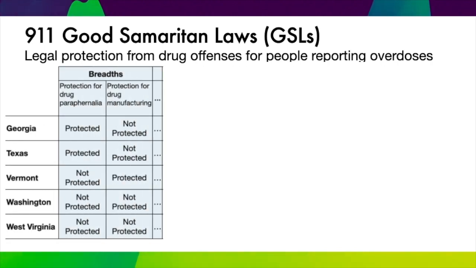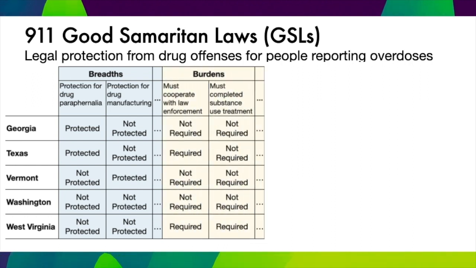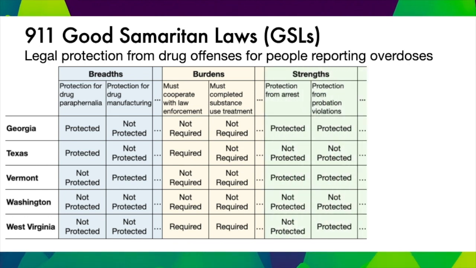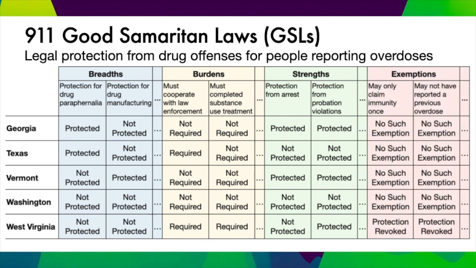Breadth variables are the criminal offenses and agents who may receive GSL immunity if they call 911, broader laws being those that protect more people. Burden variables are the obligations the Good Samaritan must meet to receive immunity. Strengths are variables that describe the nature of the immunity, what kind of protection you get. And exemptions are variables describing circumstances where immunity is revoked.